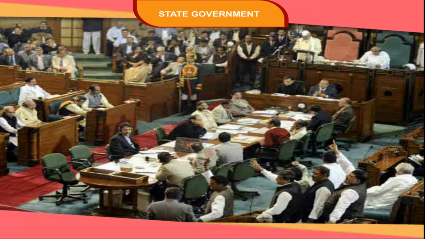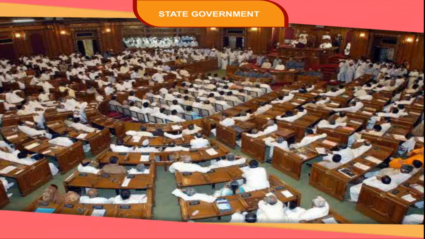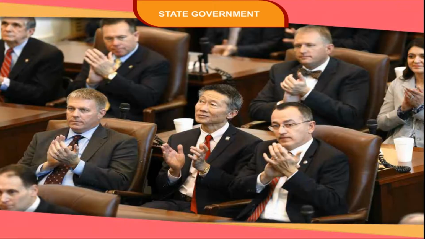Once the bill is passed from one House, it is sent to the other House, where the same procedure is followed again. If the second House also passes the bill, it is sent to the governor for his or her assent. When the governor signs the bill, it becomes a law. A governor has 2 options after receiving a bill. He or she may send the bill back to the legislature with his or her recommendations. But if the House passes the bill again, the governor has to sign it. Secondly, he or she may reserve the bill for the consideration of the President.